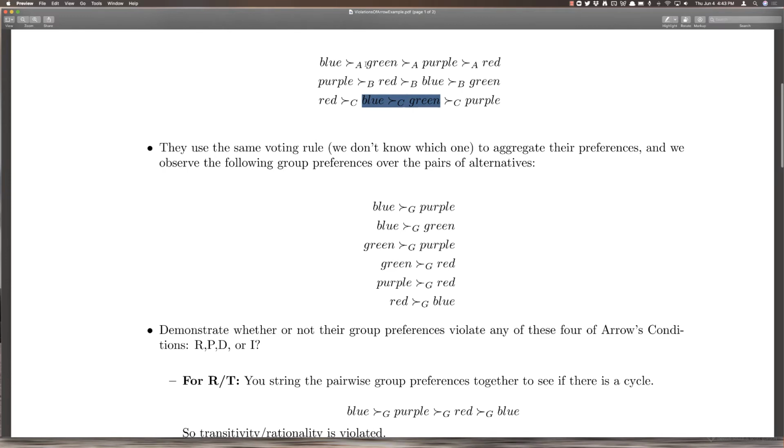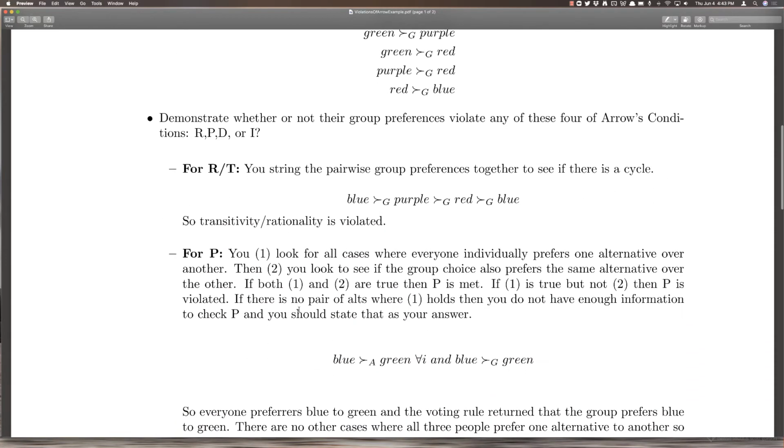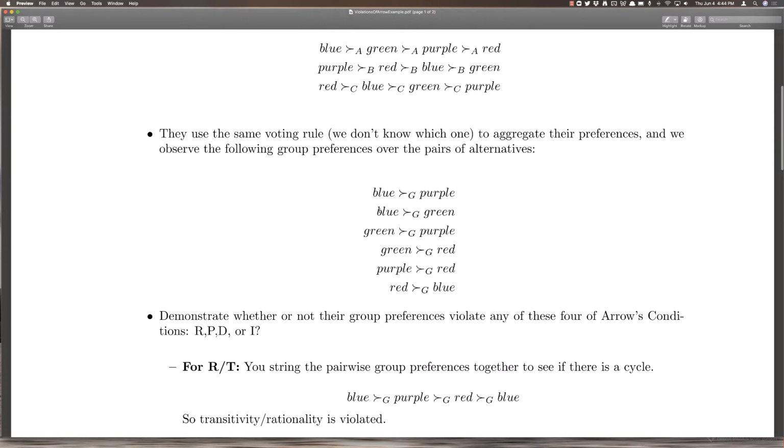So now that we know everybody prefers blue to green, we can move on to the second criteria. If that's true, then look to see if the group choice is the same. So does the group also prefer blue to green using the voting rule? Yes, the group does. So far, so good. This rule follows the Pareto criterion. But we're not done. We have to check all of these, all right?